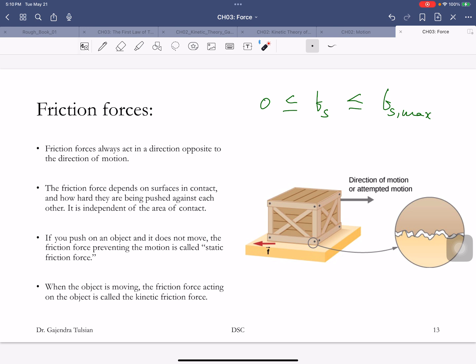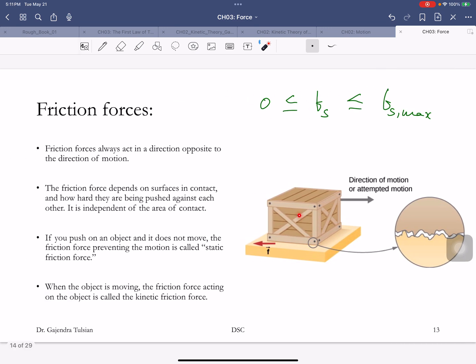Also, if, for instance, you push down on the block, if somebody sits on the block, then the friction force will be greater. So it'll depend on the surfaces in contact and how hard they're being pushed against each other. And it turns out that it's independent of the area in contact.